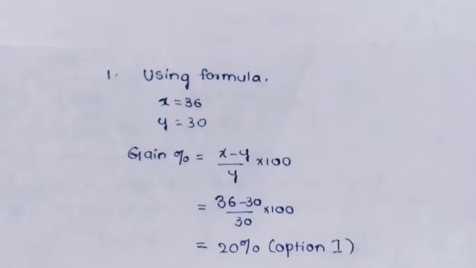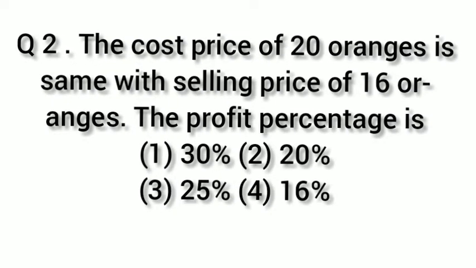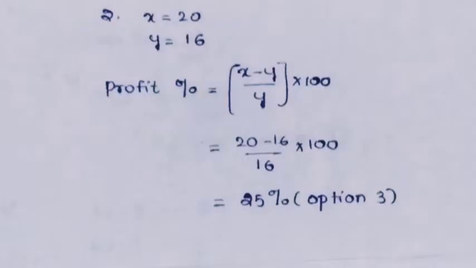Now the second question is: the cost price of 20 oranges is the same as the selling price of 16 oranges. Find the profit percentage. This question is also the same type of question, and it can be solved by using the same formula. Here I have treated x as 20 and y as 16. Now the profit percentage is (x minus y) divided by y into 100, and substituting the values of x and y, the profit percentage will be 25%, which is option number 3.